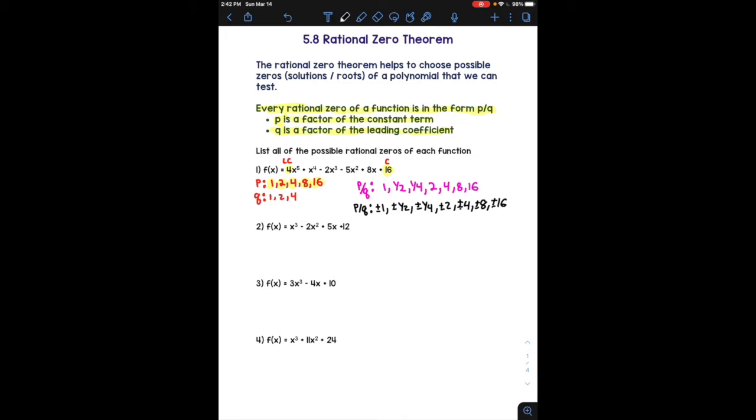On the second page of our notes, we're going to use this list to find a solution and then use that solution to find others. Let's go on to problem number 2 and just practice making this list of possible rational zeros or solutions to the polynomial. P are all the factors for our constant term, which in this case would be 12. The factors of 12 are 1, 2, 3, 4, 6, and 12.